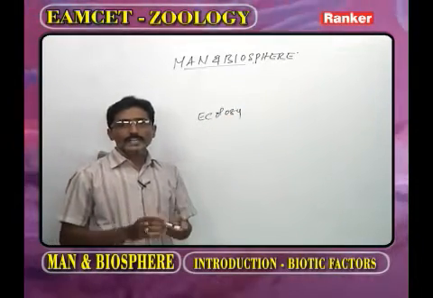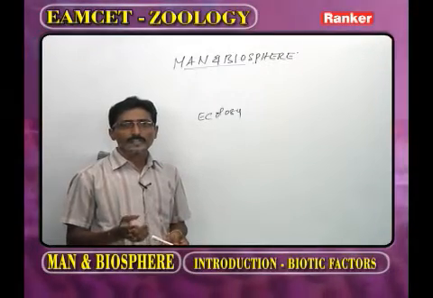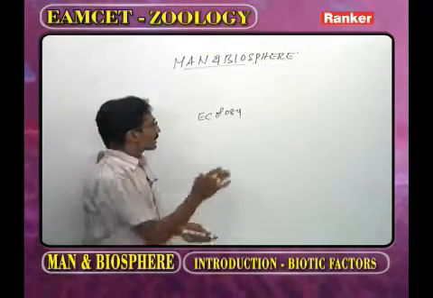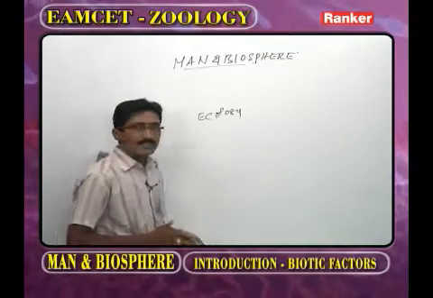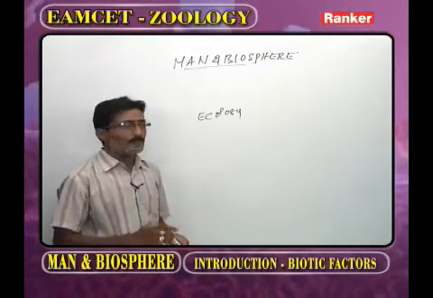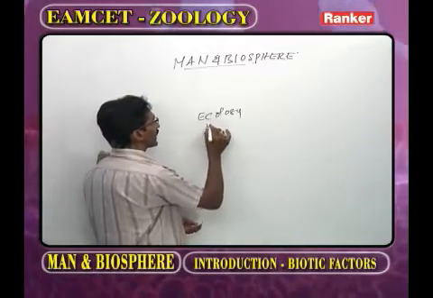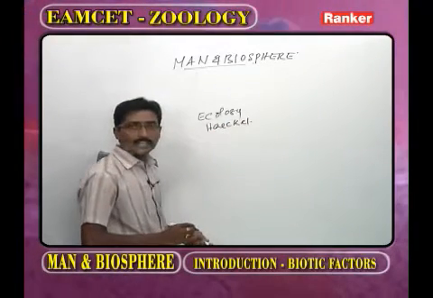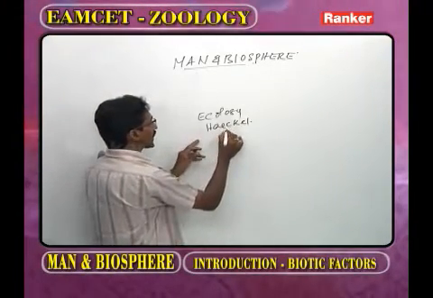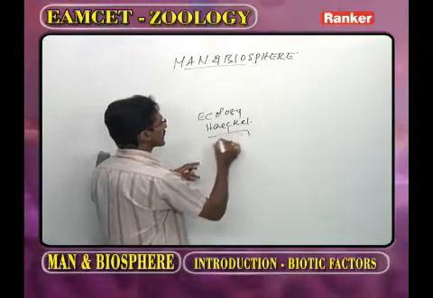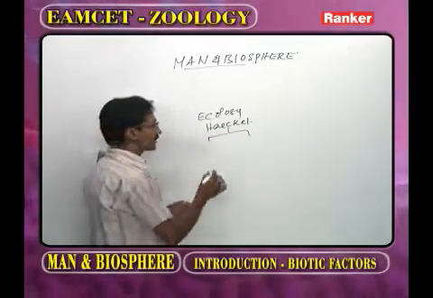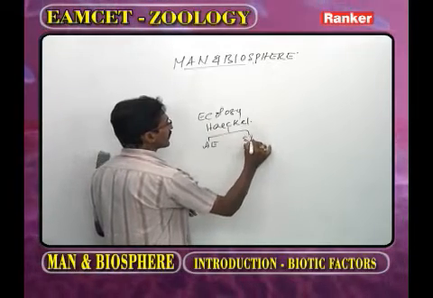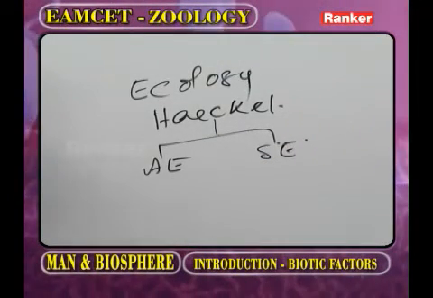What is meant by ecology? It is the study of relationships between the living organisms and the surrounding environment. That we call ecology. The word ecology was proposed by Ernest Haeckel. Now ecology is broadly classified into 2 categories. One we call autecology, and the second one we call synecology.